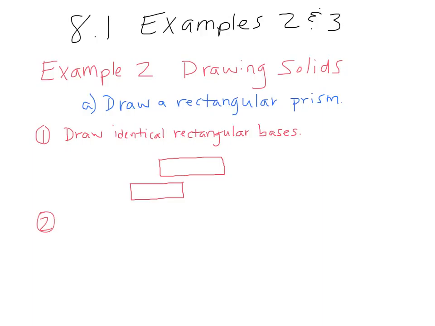So step 2 is connect corresponding vertices. And what I mean by that is, I'm going to start up in the top left corner, and I'm going to bring it down to the top left corner of the other one. Bottom left to bottom left. Top right to top right. Bottom right to bottom right.